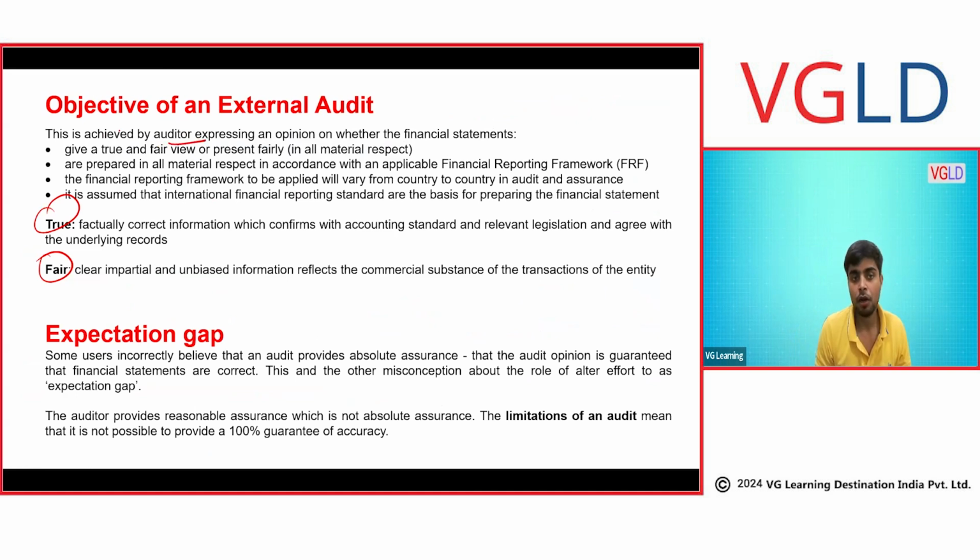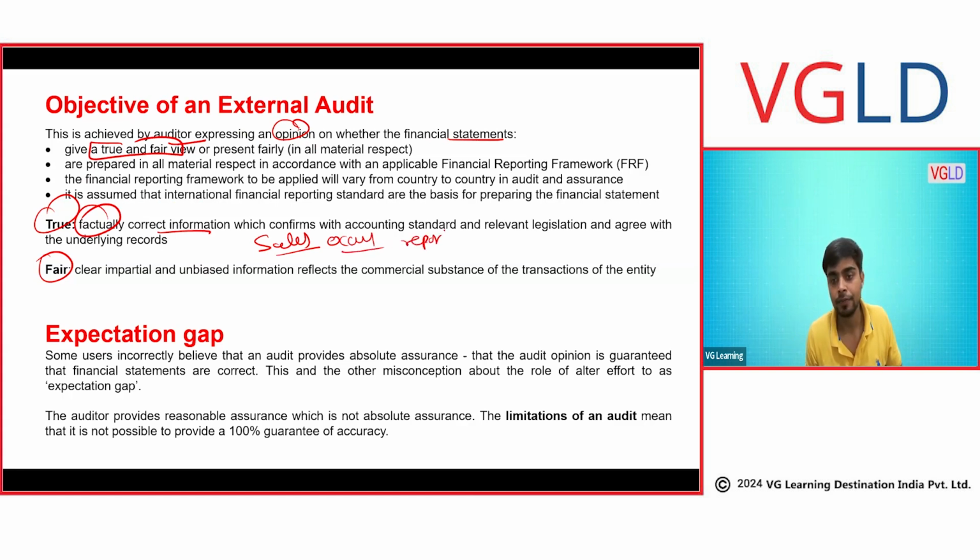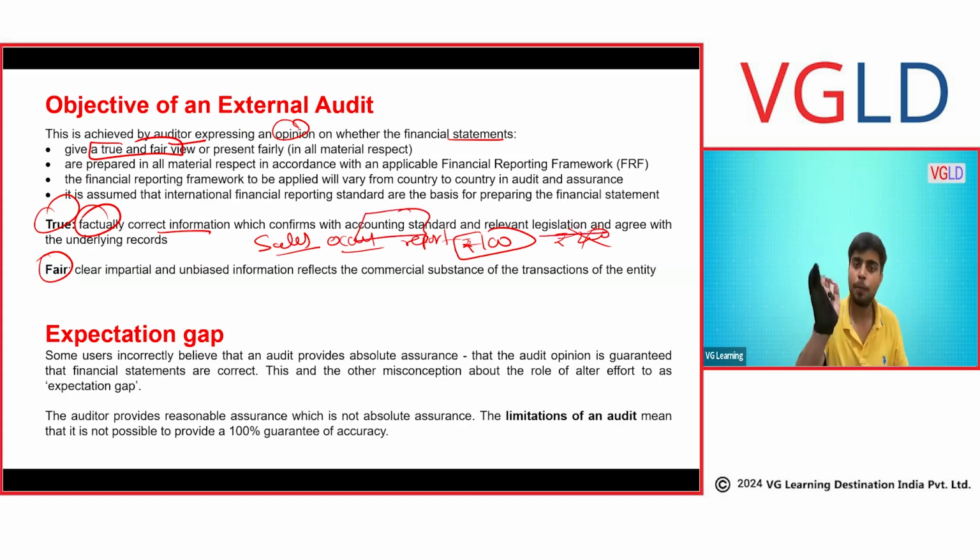The objective of an external audit is to express an opinion on whether the financial statements give a true and fair view. Now I hope we all understand what true is. True means factually correct. Let's say if a sale has occurred, then it is reported correctly. If it is a 100 rupee sale, it's not reported as 200. That's factually incorrect. You are reporting something that is 100 as 100, as per the applicable accounting standards and relevant laws. That is true. There is no lie, no misleading information.